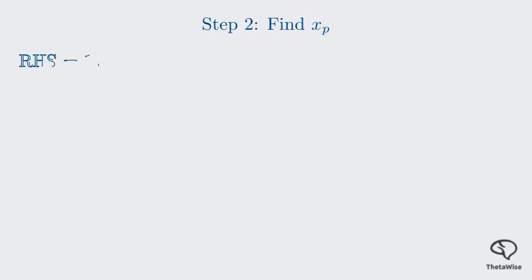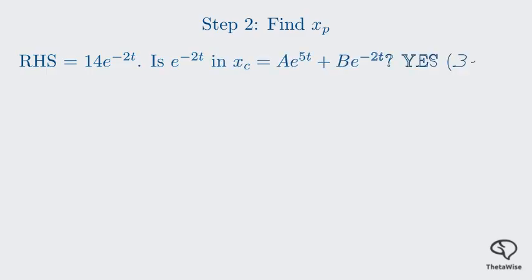Is e^(-2t) part of x_c? Yes, the term b e^(-2t) is present. Therefore, we must multiply our standard choice by t. Our correct choice for the particular solution is x_p equals c times t times e^(-2t).